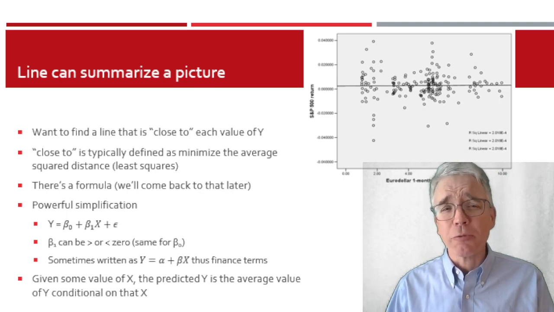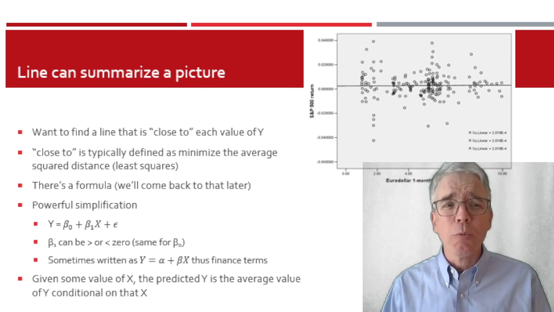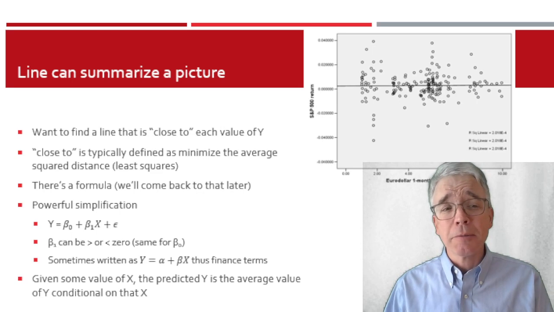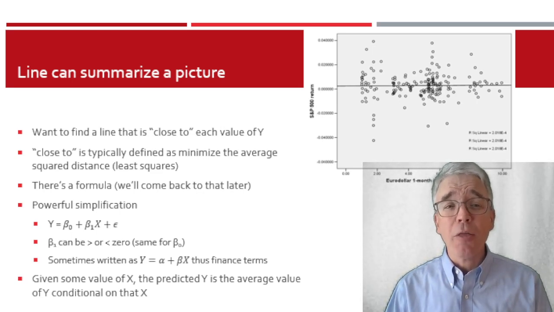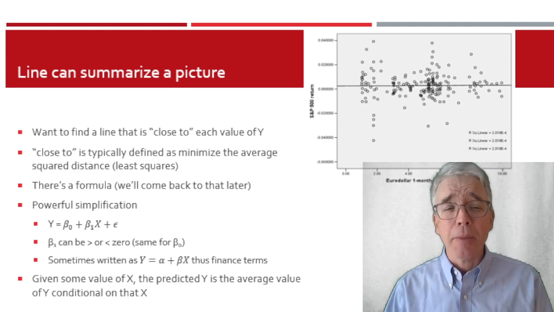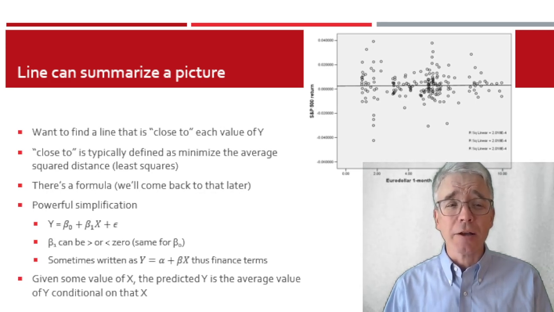There's a formula for least squares. We'll circle back to that later. But first ask, well, why is this useful? It's a very powerful simplification. If I say y is some value, beta naught, plus beta 1 times x plus epsilon, then if that epsilon is small, then I'm taking that whole collection of data, all those dots, all that stuff going on in that picture, reducing it down to just beta naught and beta 1, just two values. So it's a significant compression of how much data I need to keep track of.